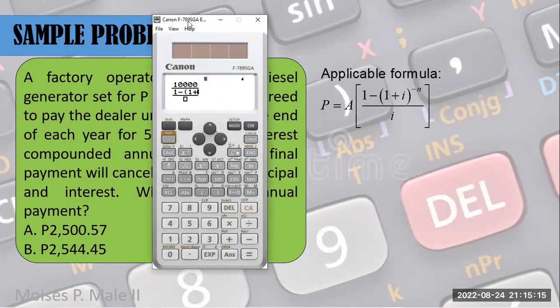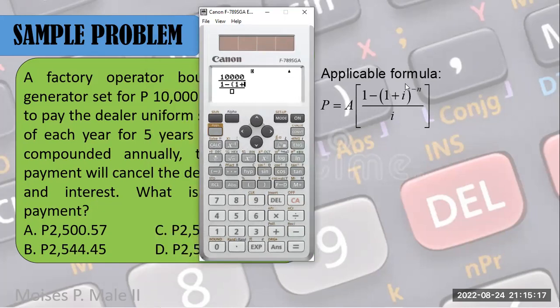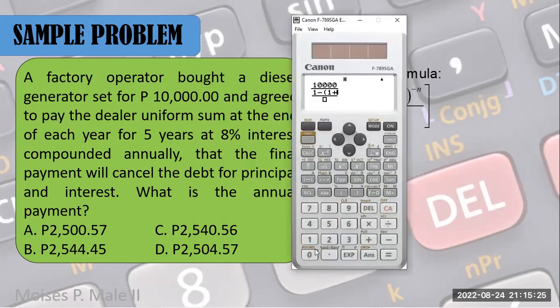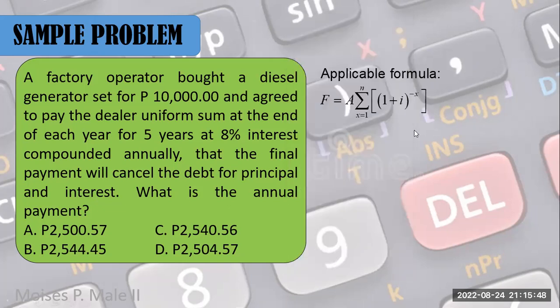Ano yung I natin? Okay. So, ito na formula is good for annual, no? Compounded annually. Okay. So, I 0.08 raised to negative how many payments? 5. Negative 5 over 0.08. So, you have 2504.56. So, letter D. Closest answer. Okay.